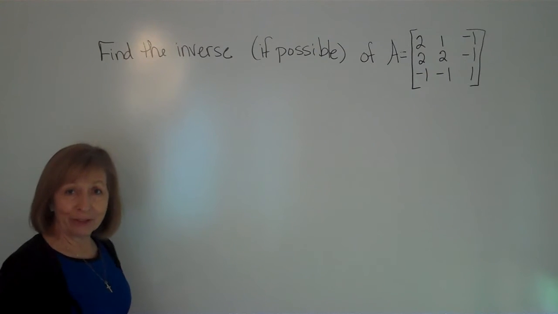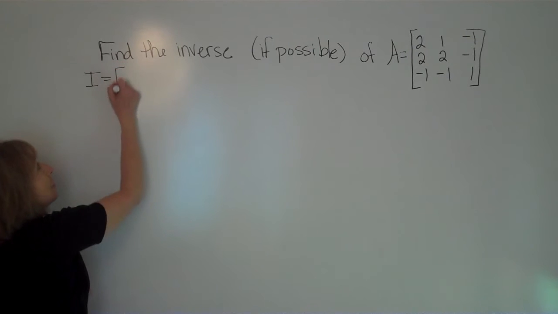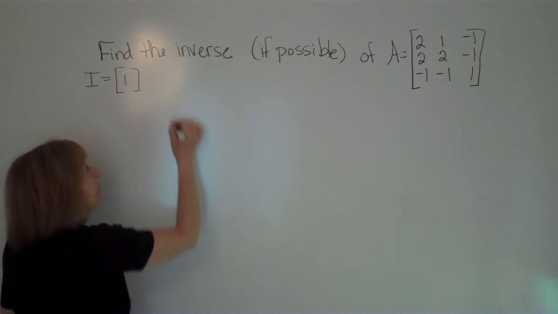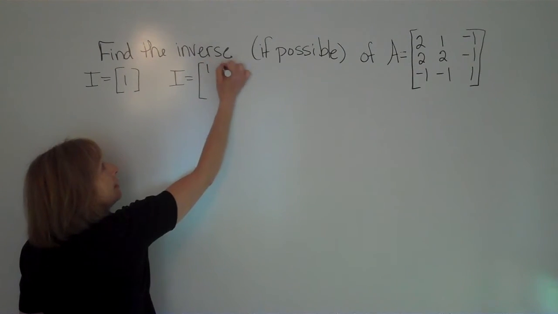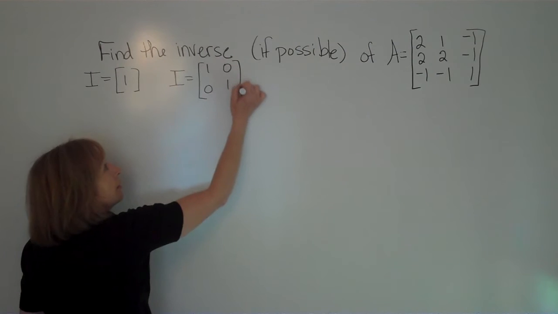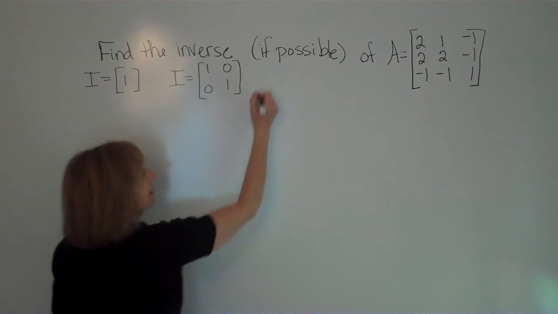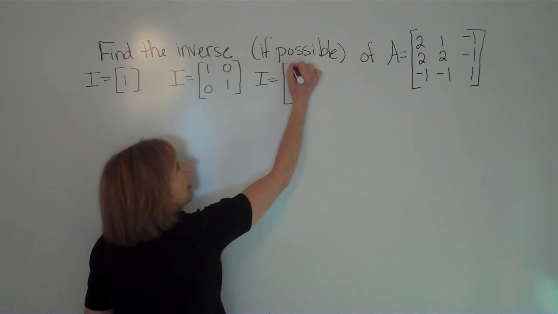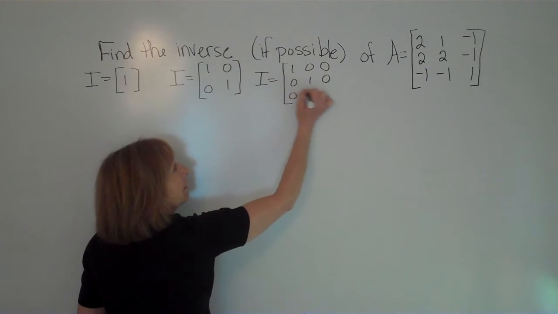So the identity matrix for a 1 by 1 is just the element 1. The identity matrix for a 2 by 2 would have 1, 0, 0, 1. So notice ones down the main diagonal, zeros everywhere else. The identity matrix for a 3 by 3 would be 1, 0, 0, 0, 1, 0, 0, 0, 1.